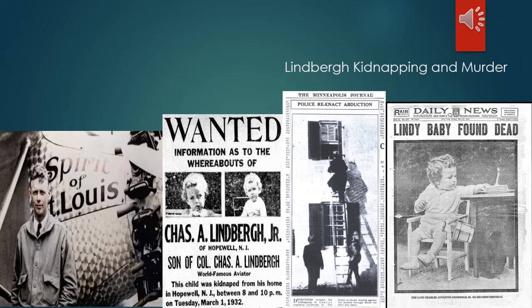Household and estate employees were questioned and investigated. Colonel Lindbergh asked friends to communicate with the kidnappers, and they made widespread appeals to the kidnappers to start negotiations.